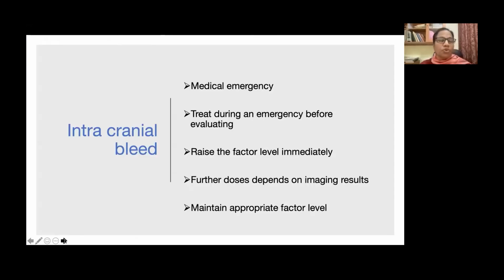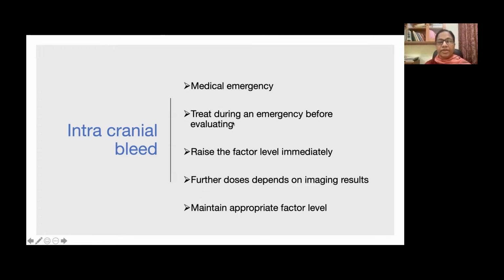Now we'll come to how to diagnose an intracranial bleed. There should be a high index of suspicion in diagnosing IC bleeds, and any child with hemophilia presenting with symptoms like vomiting, headache, we should suspect. Even otherwise, if the baby is not feeding well, lethargic, or has a seizure, in such episodes also you have to suspect. You have to admit the patient and investigate. This is a medical emergency.